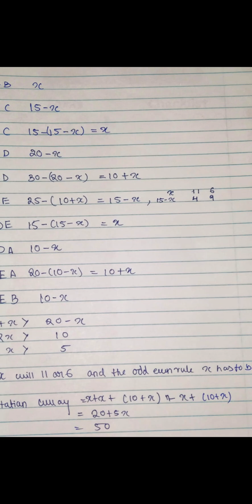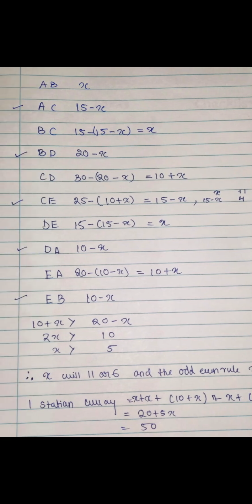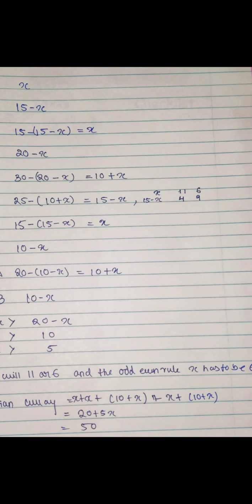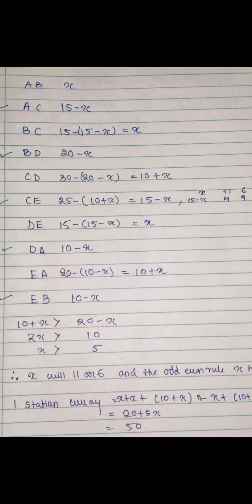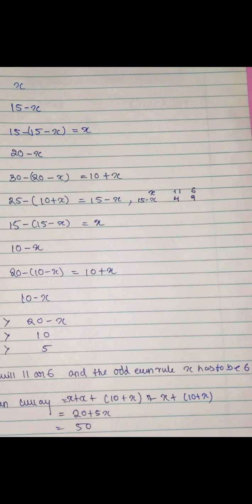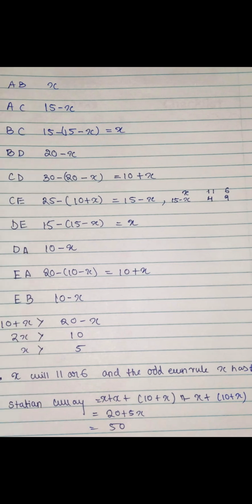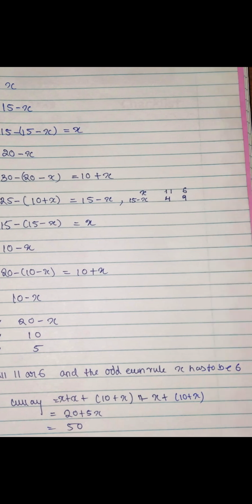So if we take x now, x has to be greater than 5. If we take x as 6, then 15 minus x will be 9, which is a perfect square. And if we take x as 11, then 15 minus x will be 4, which is also a perfect square, which is the given condition. So x has to be 11 or 6.